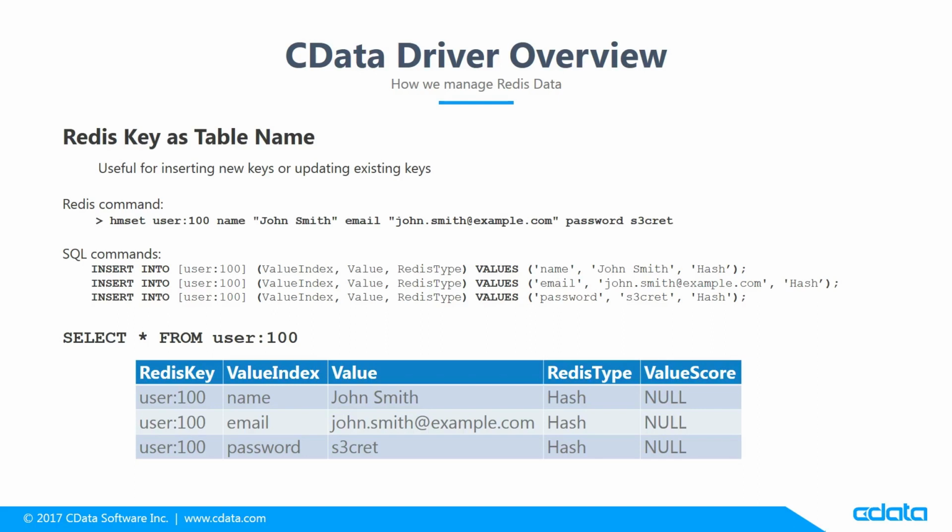So we use the value index, which is the field name, the value, which is going to be the value associated with that field name in the hash, and then we pass Redis type as hash so that the driver engine knows to pass the appropriate command. If you were to, in the future, use user:100 as a table name in a select command, the table that's presented is the result that you would see. So the Redis key is user:100. We have 3 different fields in our hash key. So each of these is returned as a separate row with a different value index and value.